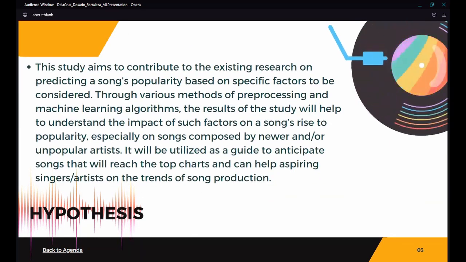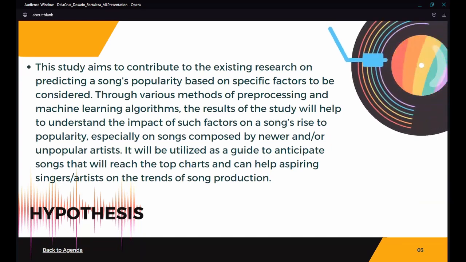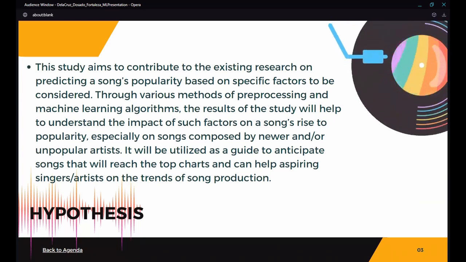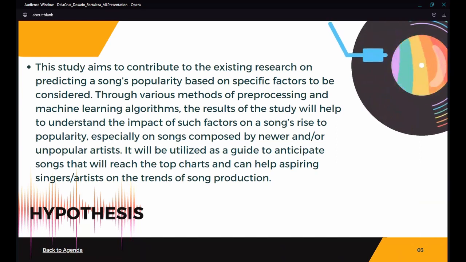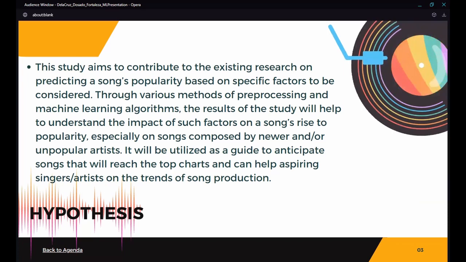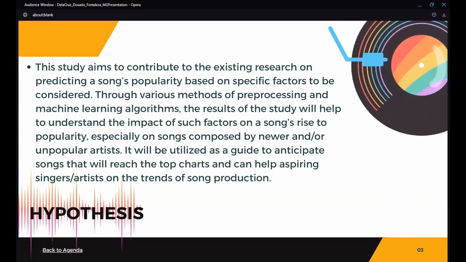So the hypothesis for this study is to contribute to the existing research of predicting a song's popularity based on specific factors, through various methods of pre-processing and machine learning algorithms. The result of the study will help to understand the impact of such factors on a song's rise of popularity, especially on songs composed by newer and or unpopular artists. It will be utilized as a guide to anticipate songs that will reach the top charts and can help aspiring singers or artists on the trends of song production.